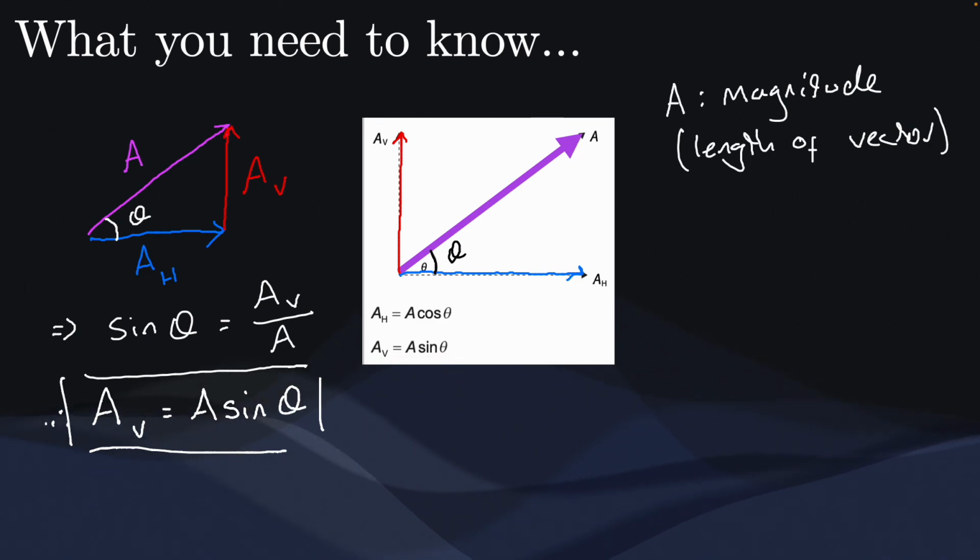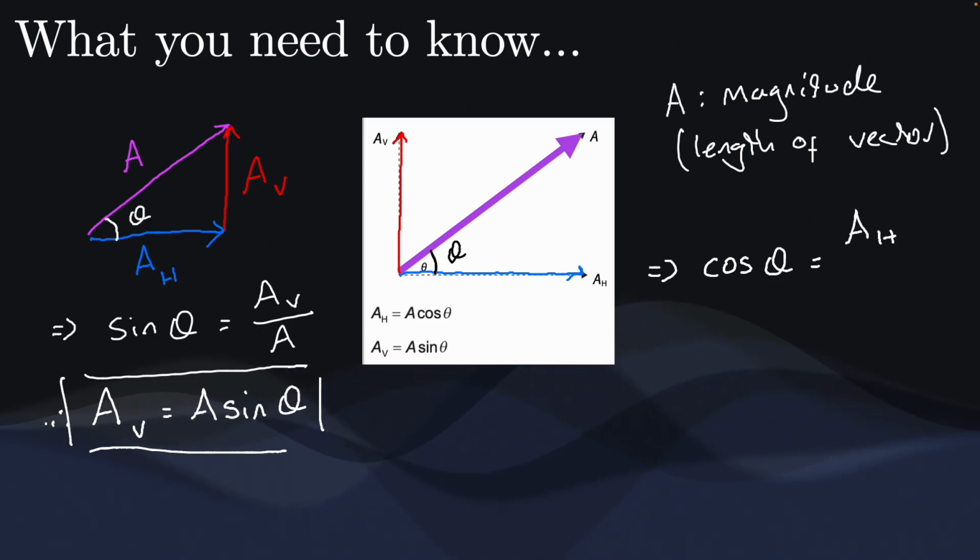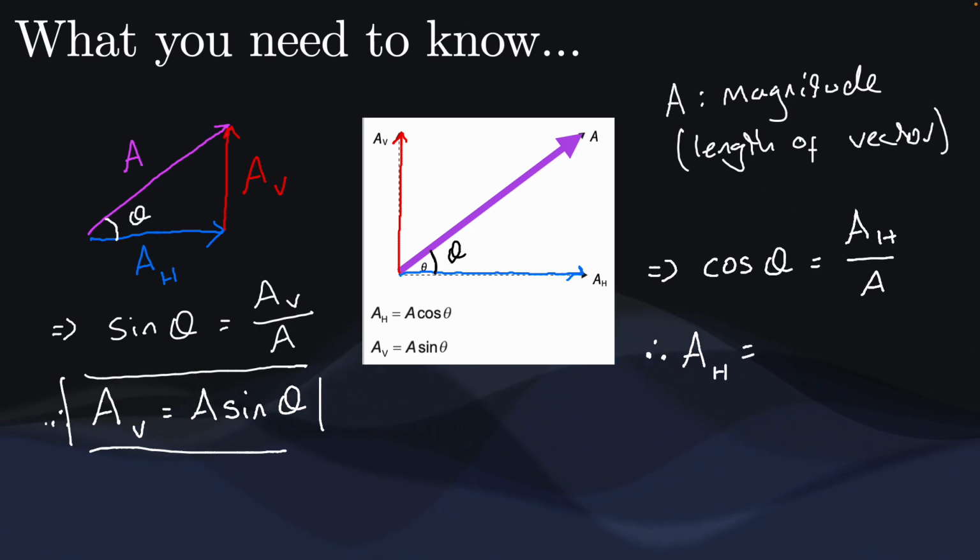The second one is very much the same, except we want to find the horizontal component. Remember trigonometry again, this would be the adjacent side to this angle. Therefore, cosine theta is equal to, remember, adjacent over hypotenuse, so A_h over A. Then just rearranging again, we find that A_h is equal to A cos theta.